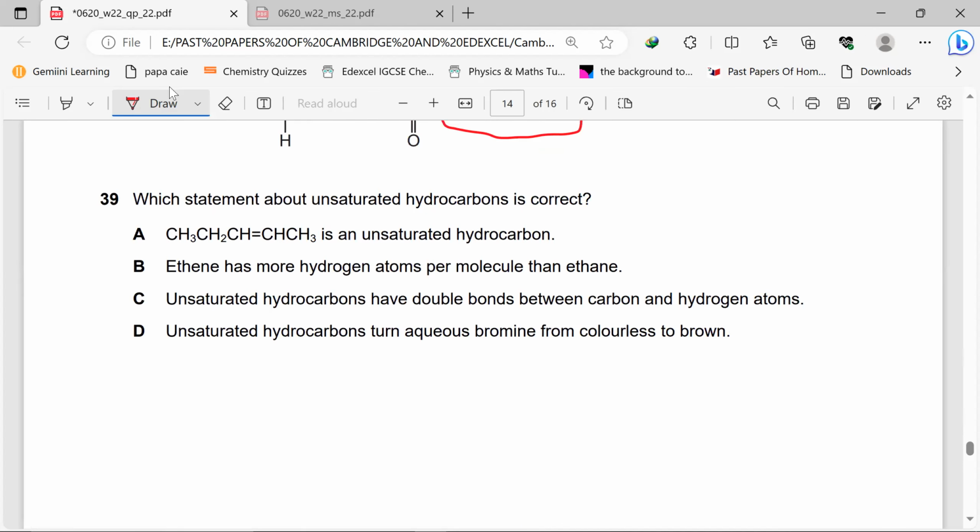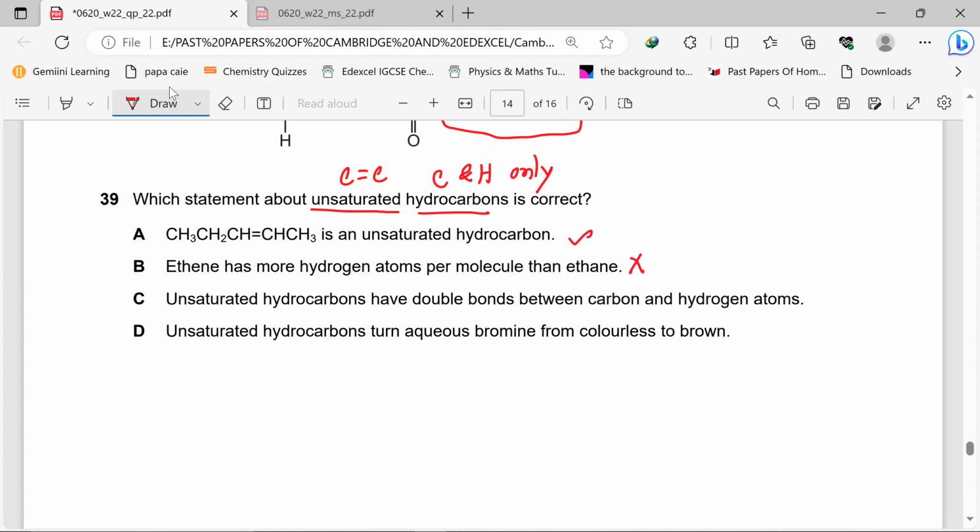Question number 39, which statement about unsaturated hydrocarbons is correct? Unsaturated hydrocarbon, we know this should have a carbon-carbon double bond present, and hydrocarbon means carbon and hydrogen only. So this one is an unsaturated hydrocarbon. We can see we have a carbon-carbon double bond, and we have only carbon and hydrogen. This should be correct. Ethene has more hydrogen atoms per molecule than ethane. No, ethane has more hydrogen, so this is not correct.